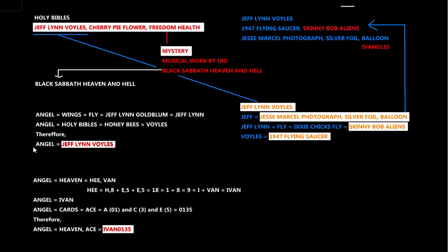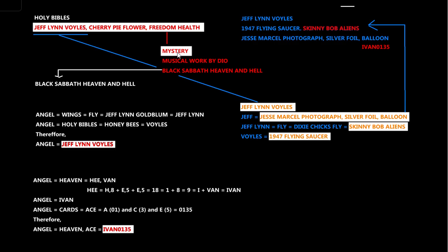So the angel translates to Jeff Lynne Voiles. The angel translates to Jeff Lynne Voiles, and the location of the angel, heaven, and the card that the angel's holding, ace, translate to Ivan 0135. So Jeff, through the mystery flour, connects me, the person getting the flour, to Black Sabbath, Heaven and Hell.